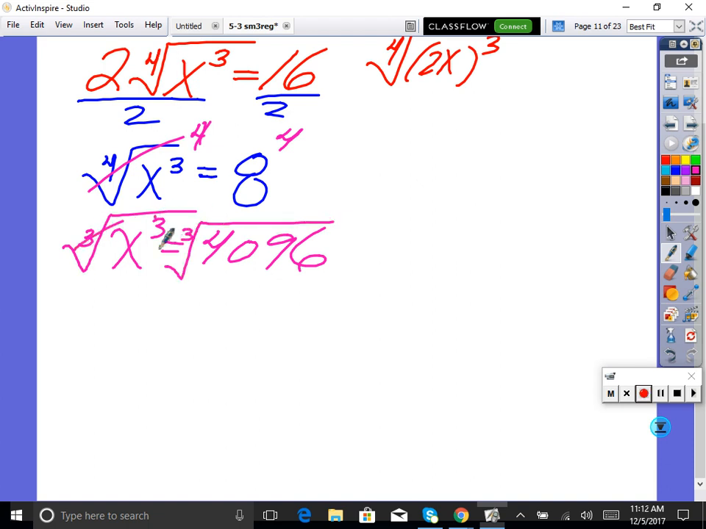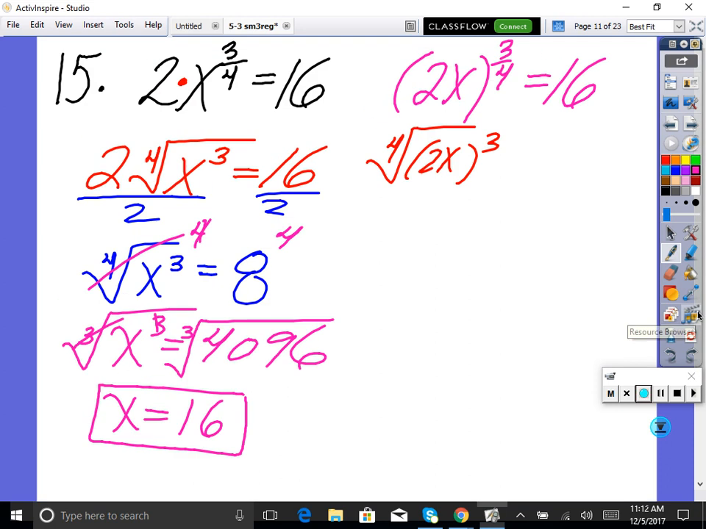Now root cancels out with power, so x is equal to, now here's one thing to note. With cube roots, don't they only have one answer? If we were taking an even root, don't they get plus and minuses, technically, right? Well, it's an odd root, so we don't have a plus or minus. So the cube root of 4096 is, thank you. And then you would go back up and check it.